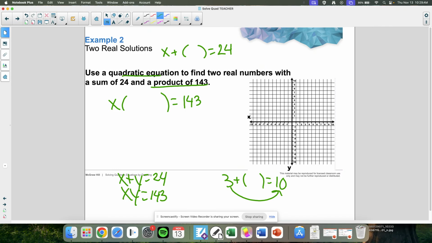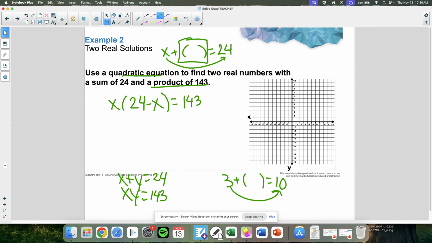So both of these parentheses are the same number, right? Like x times something has to be 143. x plus that same thing needs to be 24. So I'm not using a variable, I'm just leaving it blank. But if I wanted to get this number, whatever it is, by itself, how would that x move over to the other side? What undoes a positive x? Subtract it. So I'm going to say that other number is whatever 24 minus my first number is.